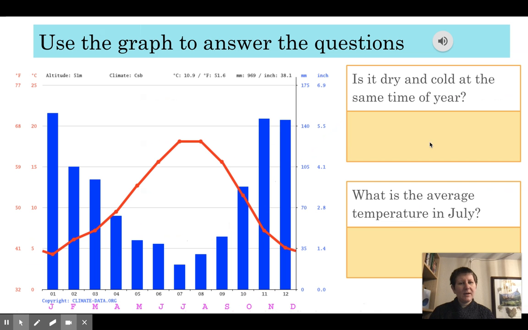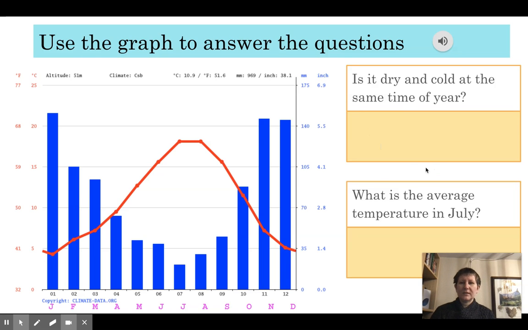And so it's the same idea here as with the table. We want to practice using the graph to answer the questions to see if a graph is a good tool for that kind of question. And so the first question is another big picture question. Is it dry and cold at the same time of the year?